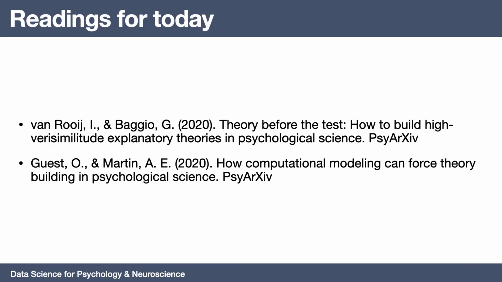This lecture depends on the readings of Van Rijn and Baggio, Theory Before the Test: How to Build High Verisimilitude Explanatory Theories in Psychological Science, and Guest and Martin, How Computational Modeling Can Force Theory Building in Psychological Science. If you have not yet read these articles, please pause, read them, and come back.